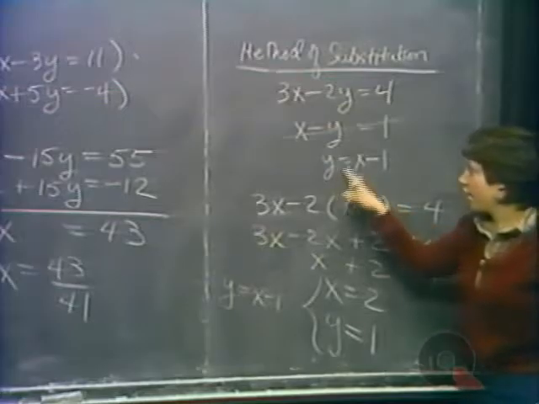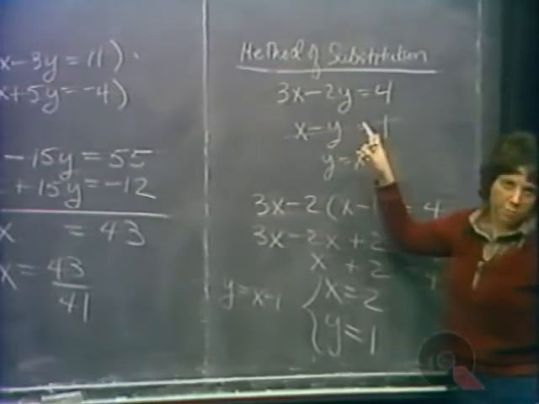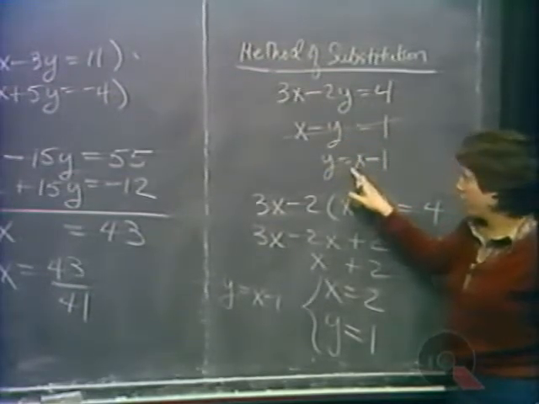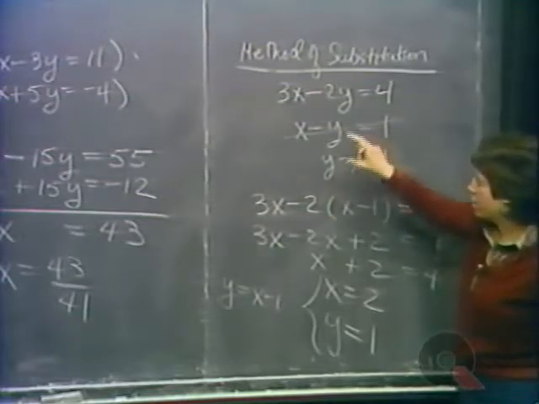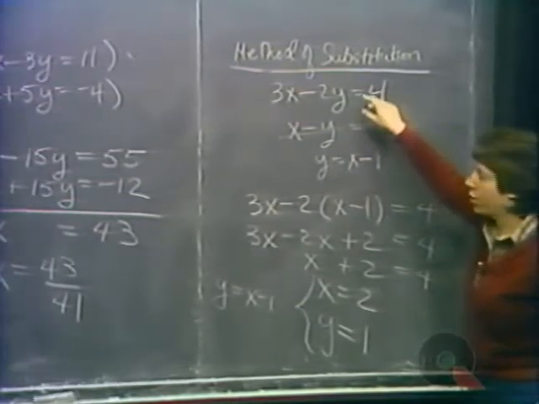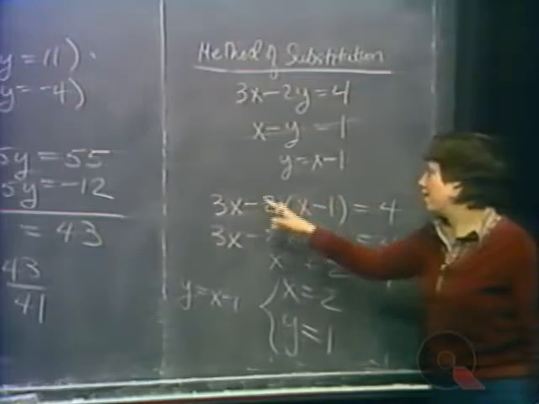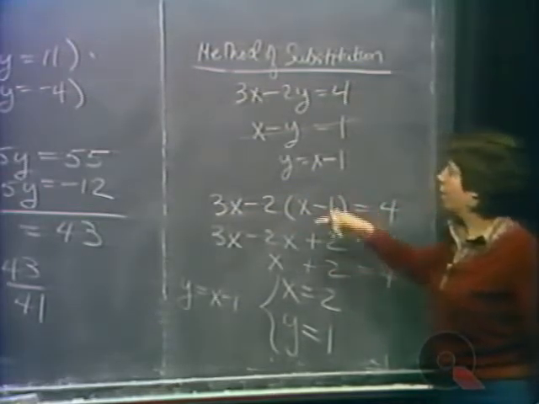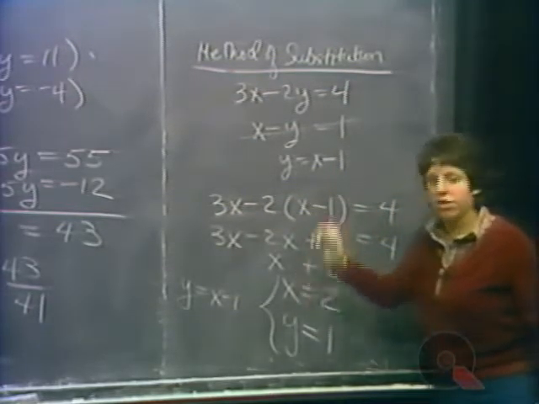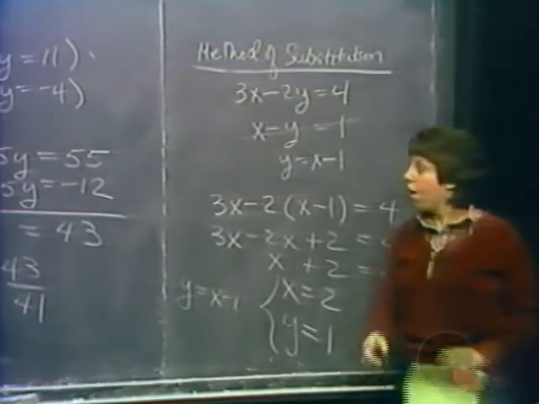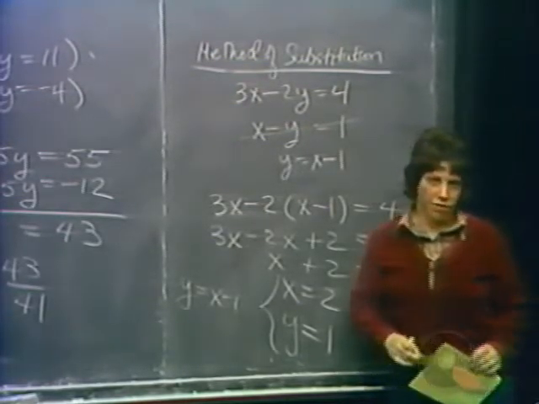So if you are given a system of equations where one of the equations is solved already for one variable, or it looks to you very simple to solve for one variable, you could then substitute that value for the variable into the other equation, get an equation in only one variable, solve that, find out the other variable, and you've solved the system of equations. And that brings us to the end of this videotape.